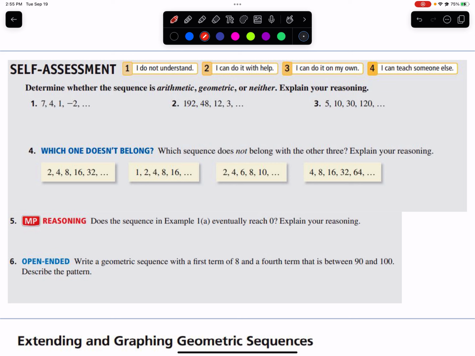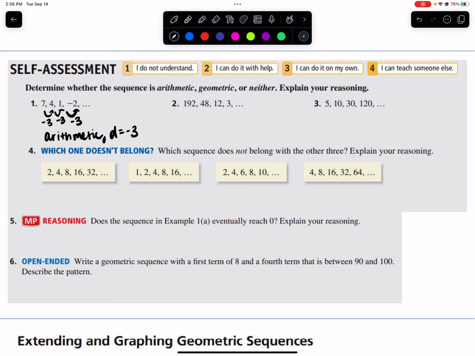All right, so we are checking our answers for the self-assessment. From 7 to 4, I would be subtracting 3, 4 to 1, subtracting 3, 1 and negative 2, subtracting 3. So arithmetic, because the common difference, so we'll just say D equals negative 3.